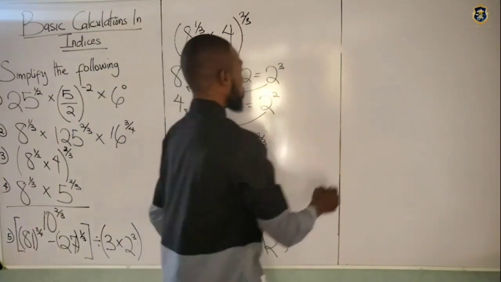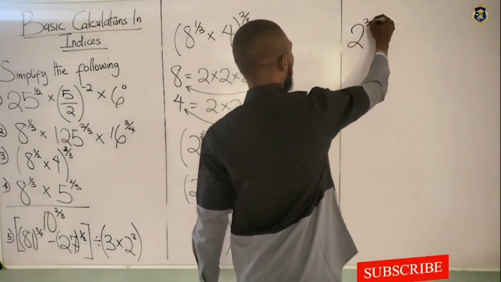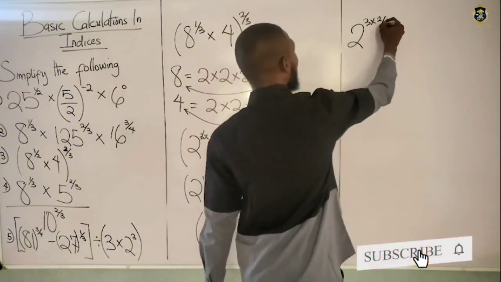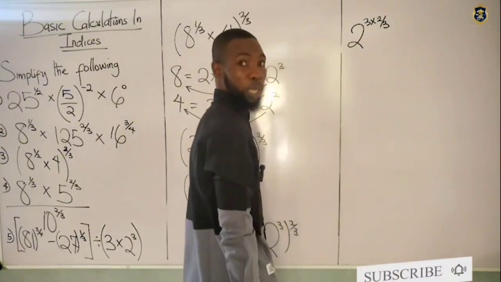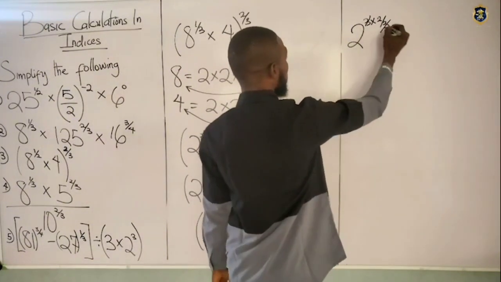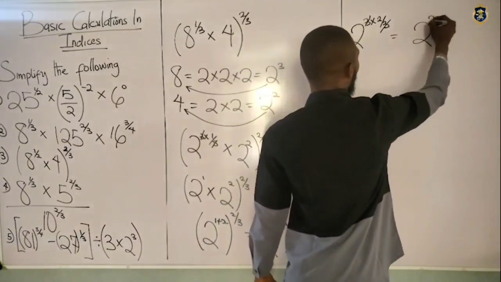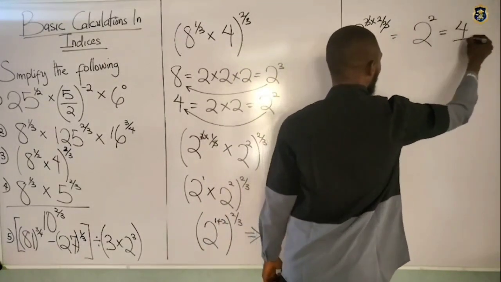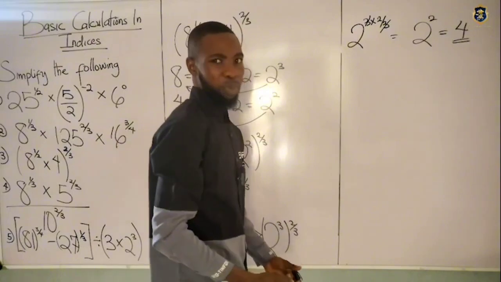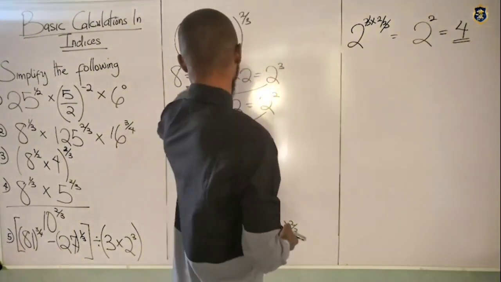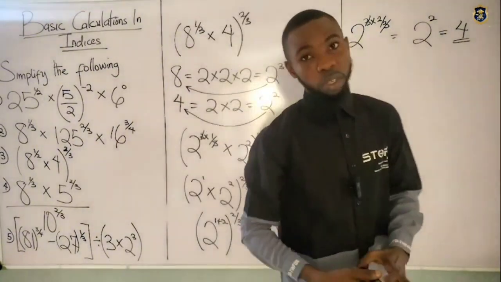And if we do that, we're still going to have 2 raised to the power of 3 times 2 over 3. If we do this, what do we have? We say that 3 will take off 3 and we're left with 2 raised to the power of 2. And 2 raised to the power of 2 is 4. It's very simple. This is the simplified answer for this question with the indices basic calculation.